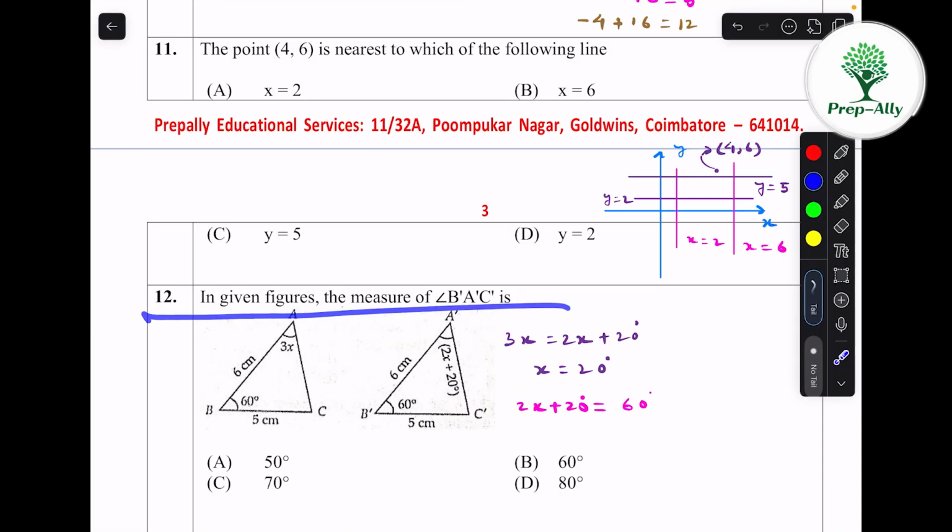See here how to solve this question. Okay, the question is what? In the figures, the measure of this angle is what? So now see here, it is 6 centimeter, also 6 centimeter. It is 5, also 5, angle 60 degree, angle 60 degree. That means these two triangles are congruent, right? So that means this angle equal to this angle, right? Triangle ABC is congruent to triangle A dash, B dash, C dash, right? So this angle equal to this angle, 3x equal to this. So from here I can find x equal to 20 degree. So I want to find this angle right here. So x I can put 20. So 2 into 20, 40 plus 20, 60. So 60 is the answer. Okay, 60 degree.